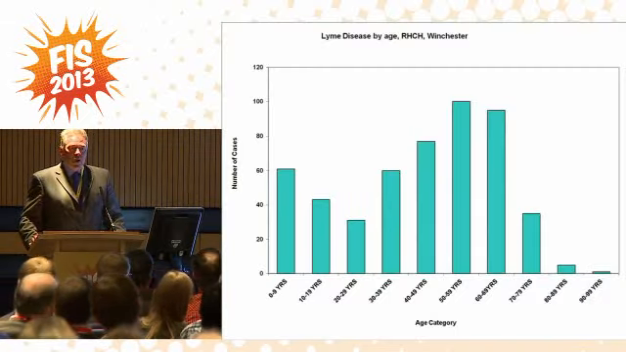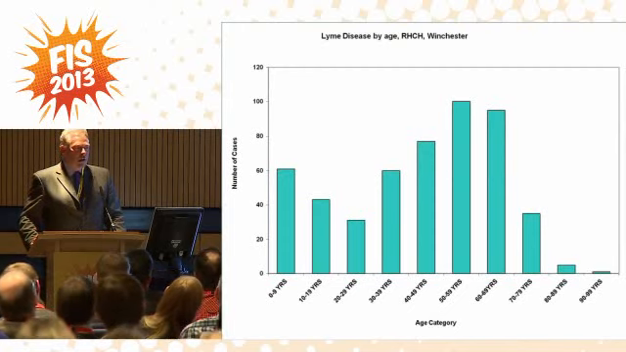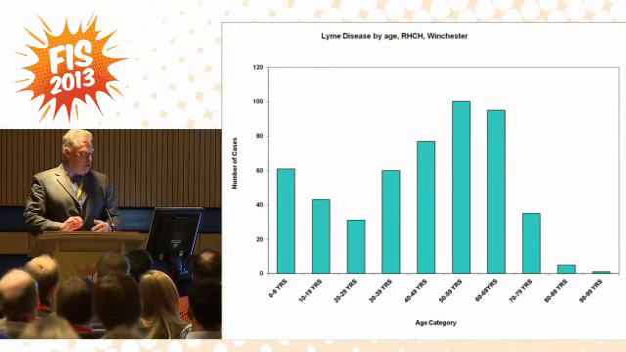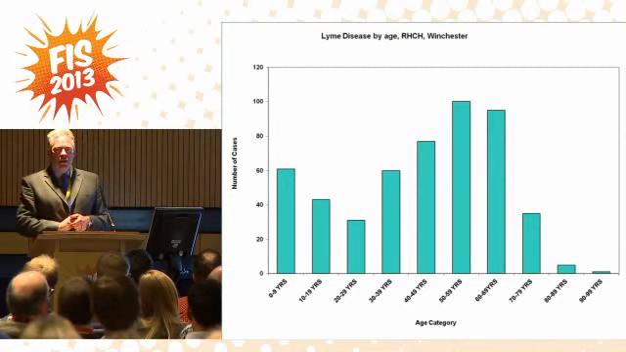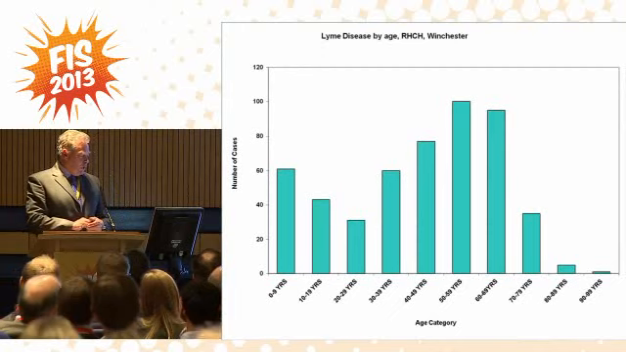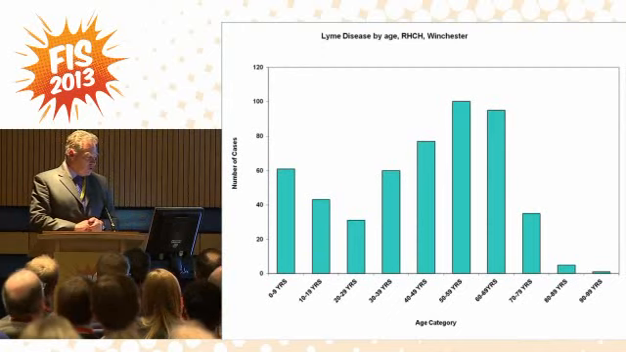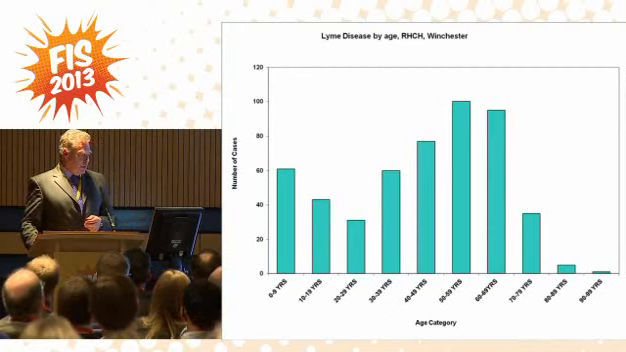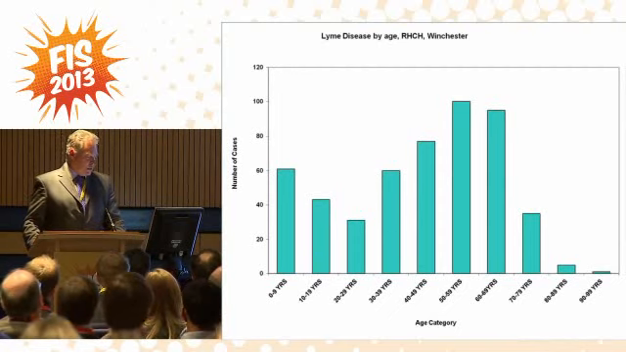Age, most series seem to report a sort of biphasic age distribution, and perhaps that's just associated with those age groups that spend most time in the countryside. But we've seen most, as you can see here, in young children, and then middle-aged folk in their 40s, 50s and 60s.